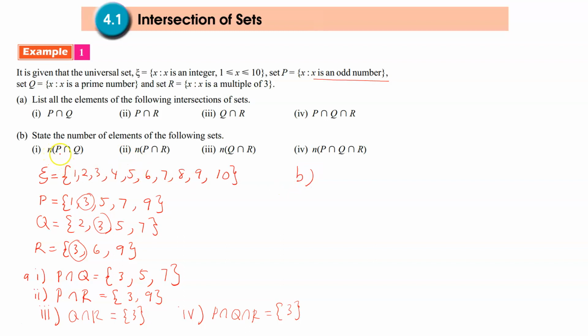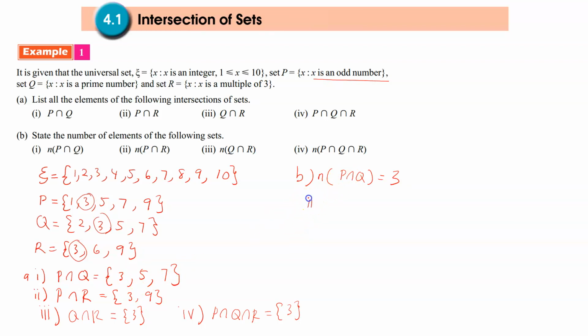Number of elements, N, is for number of elements. So P intersect Q, kita dah ada yang ni. P intersect Q, how many elements are there? 1, 2, 3. So we said that the number of elements in P intersect Q equals 3. Awak kira je ada berapa. Jangan tambah. So 1, 2, 3. Each element is equal to 1. So 3.